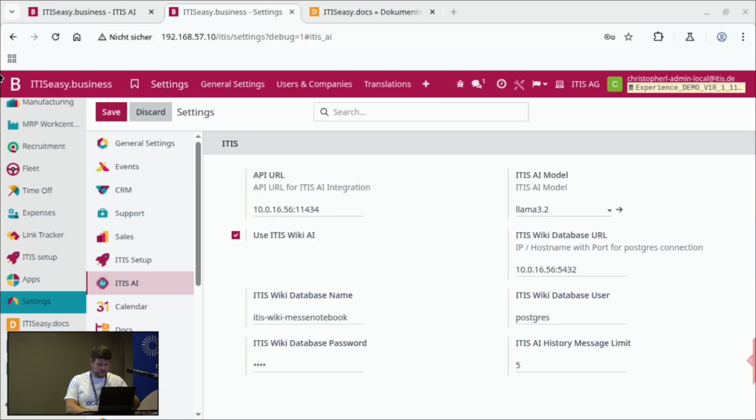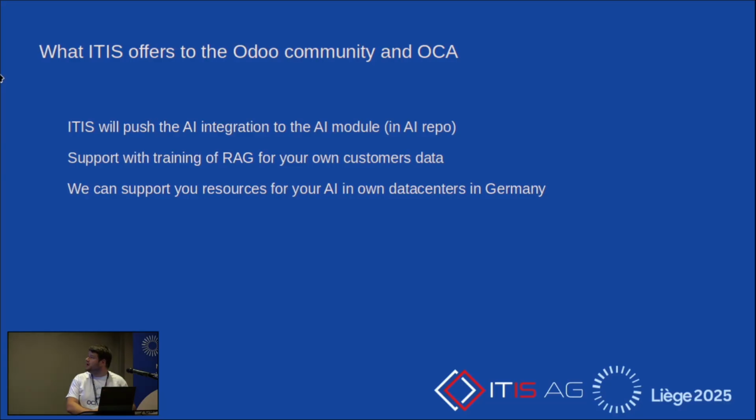Okay, that was not the right one. What we will do now with that: first of all, we thought this was something quite unique to ETCC Business, but we have made the decision to put that module and the modules into the OCA AI repository. That's one of the next steps we will do, so you can use it.